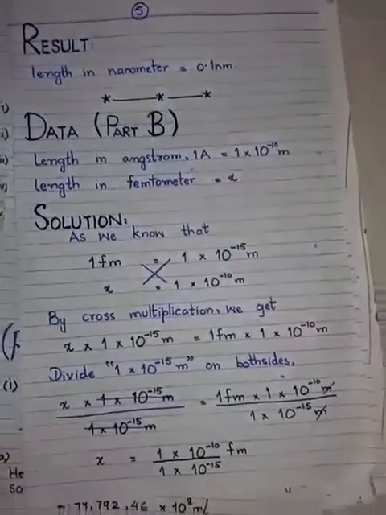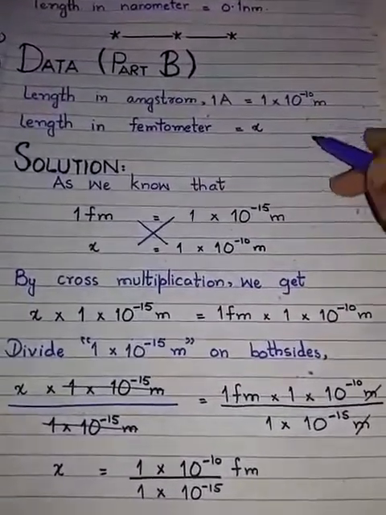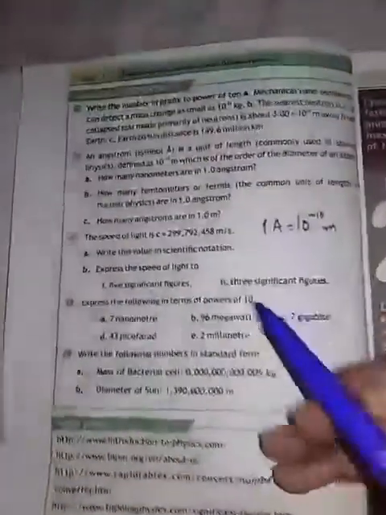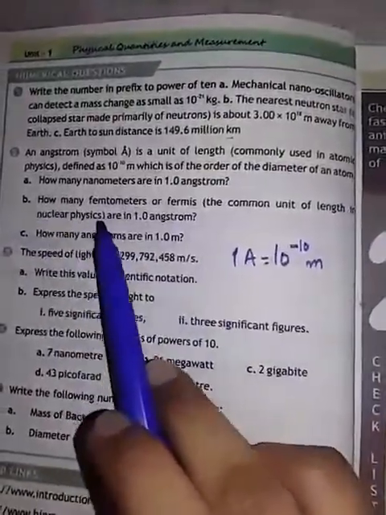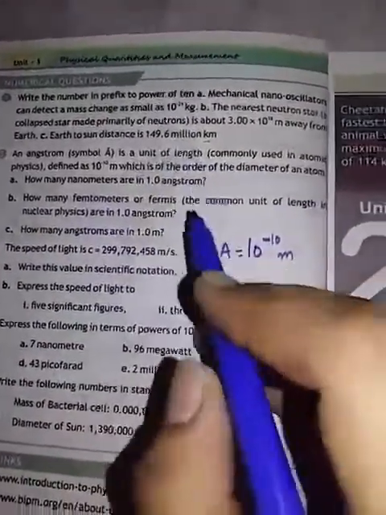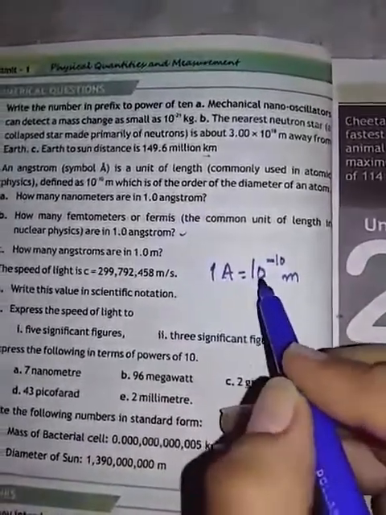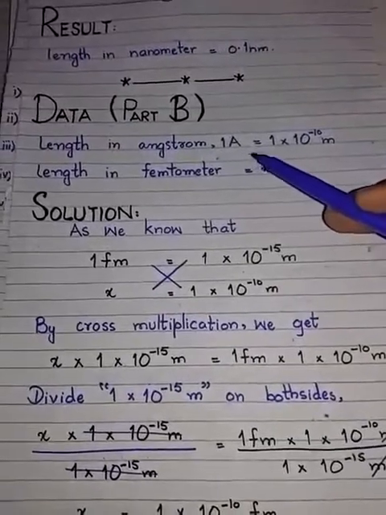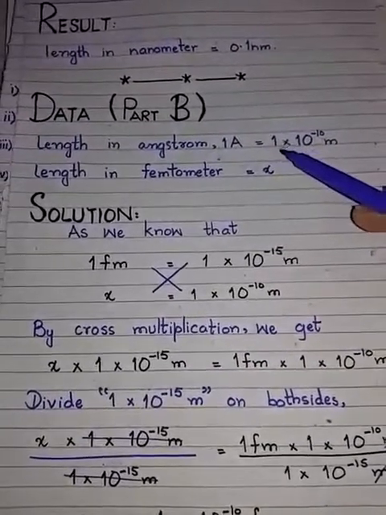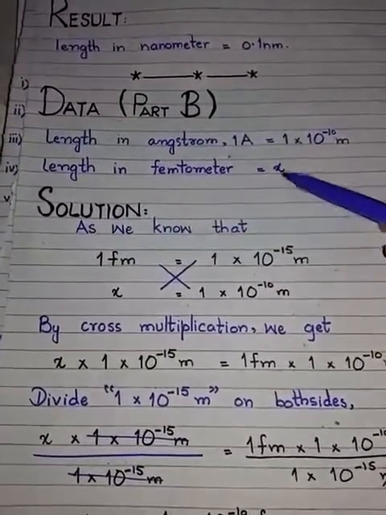Now girls, data for part B. In part B, again we will convert this meter in femtometer, because as you can see in the question, how many femtometer or Fermis, the common unit of length in nuclear physics, are in 1 angstrom. It means now we will convert 1 angstrom in femtometer, and 1 angstrom is equal to 10 raised to power minus 10 meter. So again first we arrange the data. Length in angstrom is 1 angstrom, equal to 1 into 10 raised to power minus 10 meter, and length in femtometer is unknown.